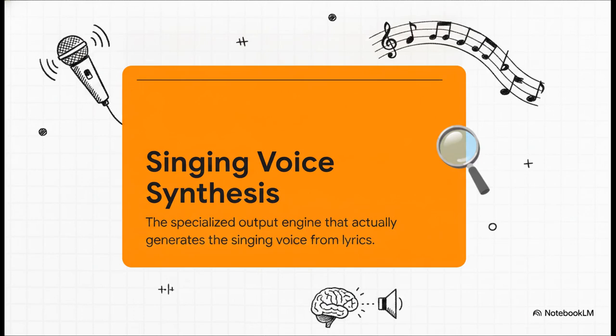Now, if you take away just one new term from this explainer today, it absolutely has to be this one, SVS, or Singing Voice Synthesis. SVS is the specialized output engine component that actually generates the singing voice. And guys, this is a massive differentiator. A standard voice agent uses TTS, text-to-speech, which is really just designed for a steady, conversational cadence. SVS is built entirely differently. It has to understand pitch, rhythm, sustain, vibrato, and melody. It's the magic that transforms spoken language into an actual musical performance.